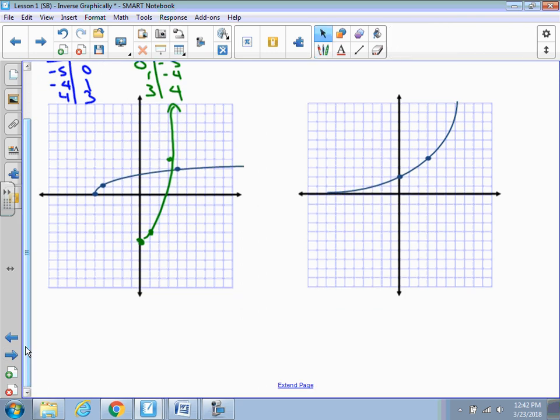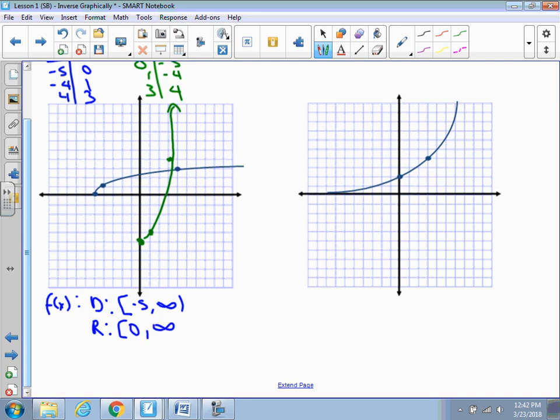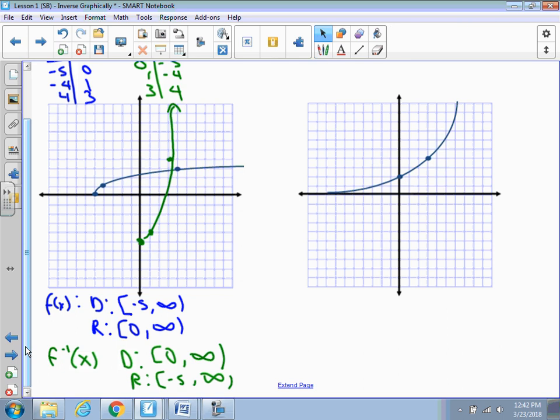Sorry. So the domain for our initial function went from negative 5 to infinity. The range went from 0 to infinity. Let's see if those flip-flop in our inverse. If we look at our inverse, we'll notice that our domain goes from 0 to infinity. All right, the range goes from -5 to infinity. So the domain and range have flip-flopped.